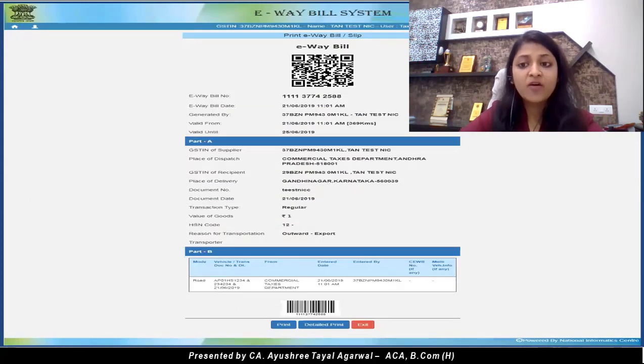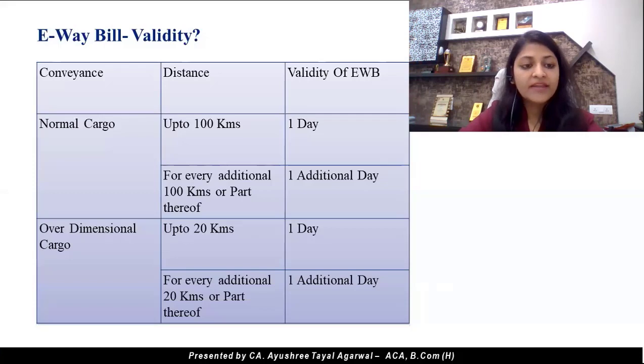Now let's see the validity of the e-way bill. In case of normal cargo, the validity of the e-way bill is 1 day for distance up to 100 kilometers. And for every additional part of 100 kilometers, the validity of the e-way bill shall get extended by 1 day. So if the distance is 230 kilometers, the validity of the e-way bill shall be 3 days.